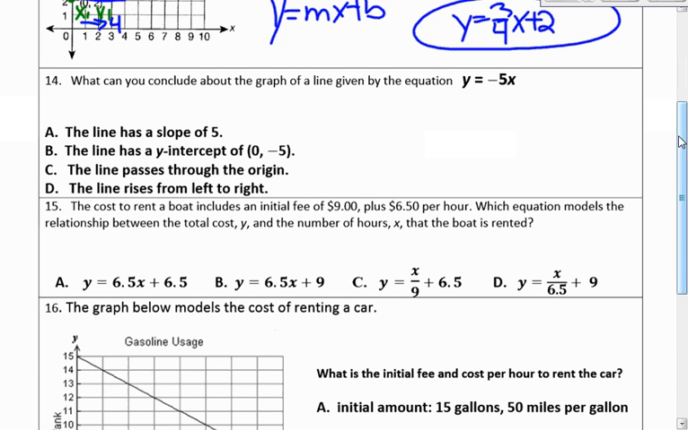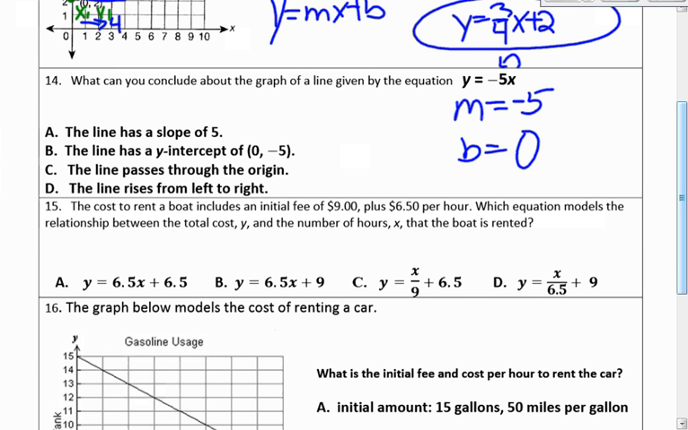What can you conclude about the graph of a line given by the equation y equals negative 5x? First, I'm going to pull the important information out. The slope of this line is the number in front of the x, which is negative 5, and b is the y-intercept. Since no number is listed there, the y-intercept is 0.